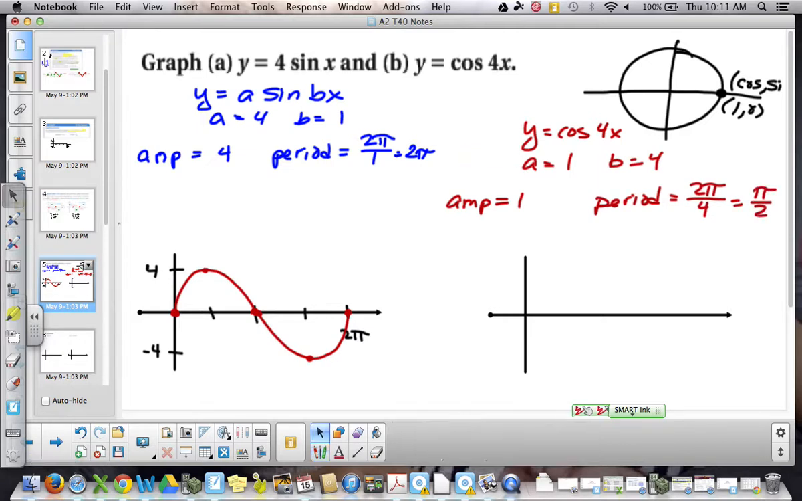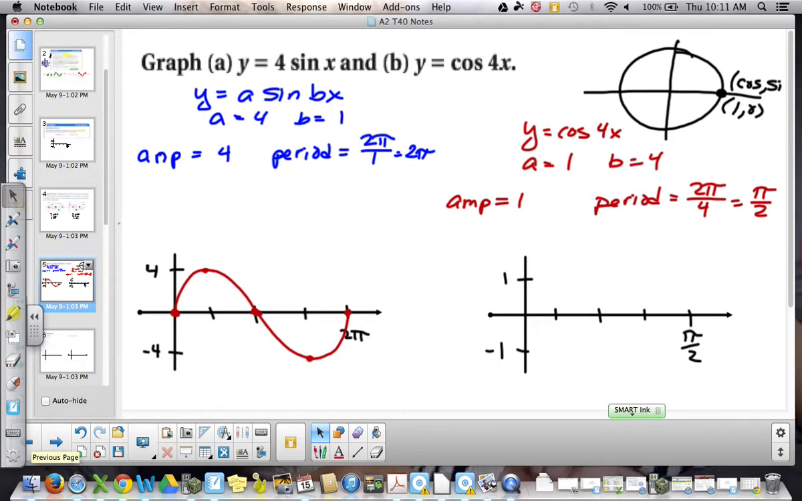All right, so when I go to set up my scale on my axes here, I'm going to go up to 1, down to negative 1. My ending point is going to be pi over 2. And then I'm going to have a middle point, and the 1/4 and 3/4 points like that. And then I'm going to plot my key points.